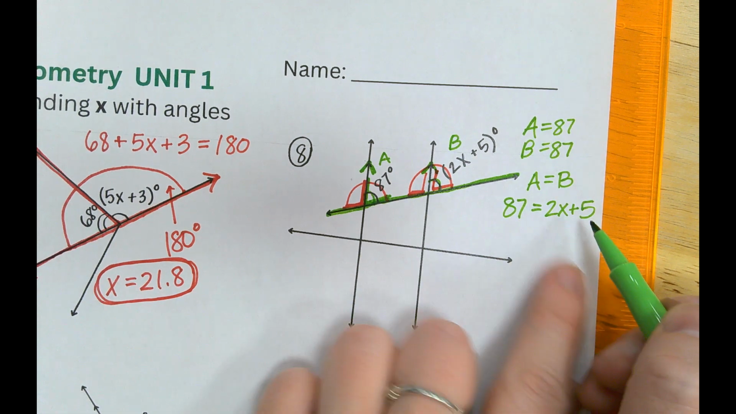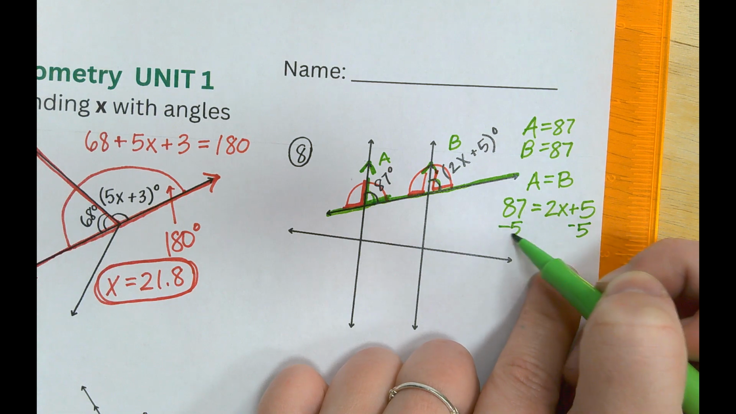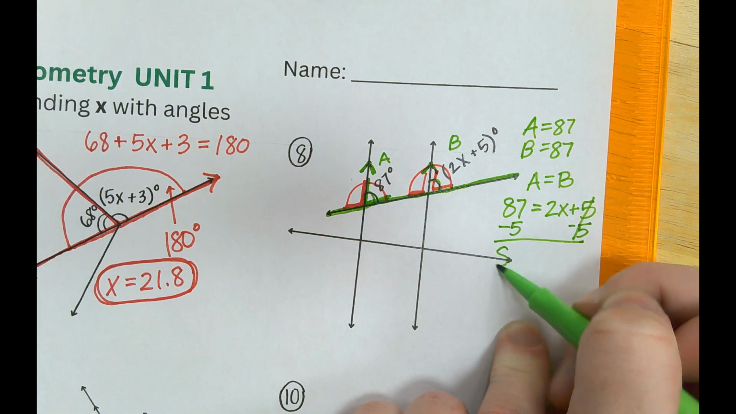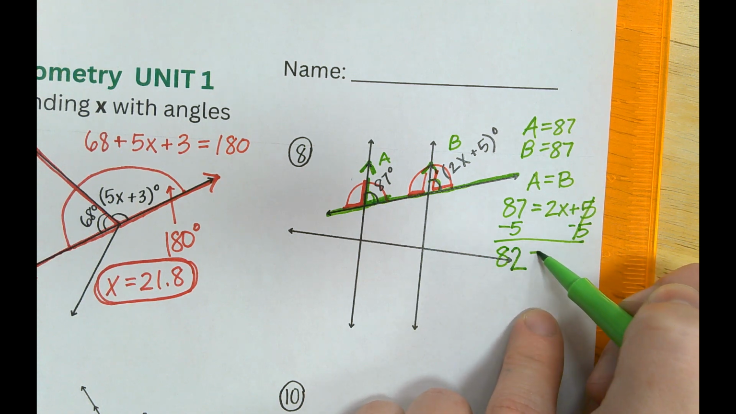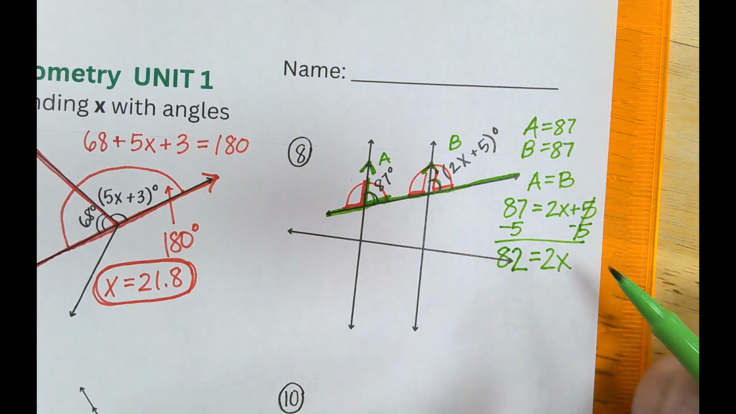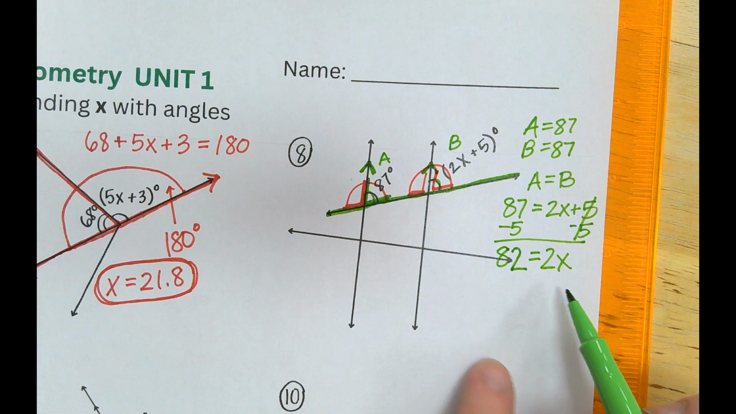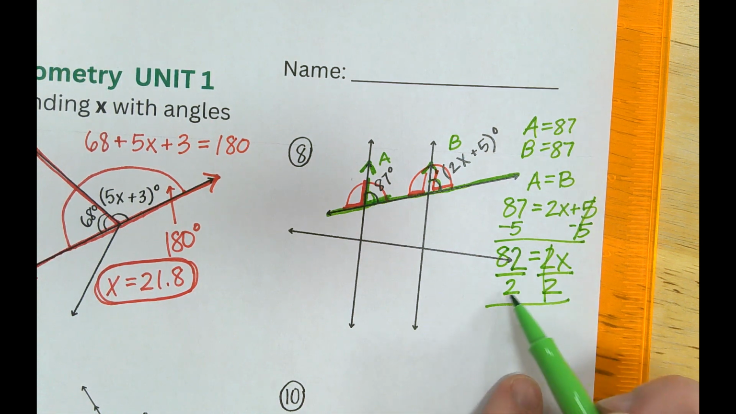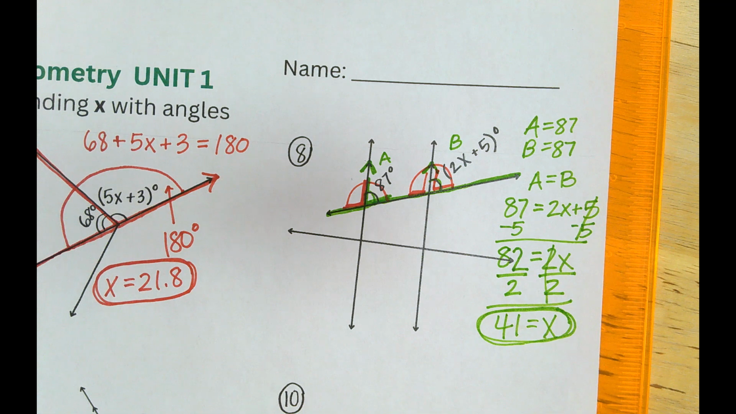Okay, what's my first step? Subtract 5. Yeah, let's subtract 5 from both sides. And what's 87 minus 5? It's 82. Yeah, equals, we still got 2x. And what do I do next? Divide by 2. Good, divide by 2. And it is 41. Yes, ma'am. 82 divided by 2 is 41. That's our answer for x. Perfect.